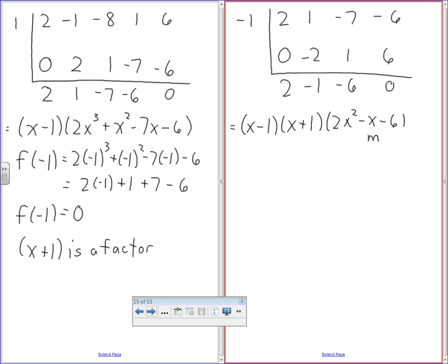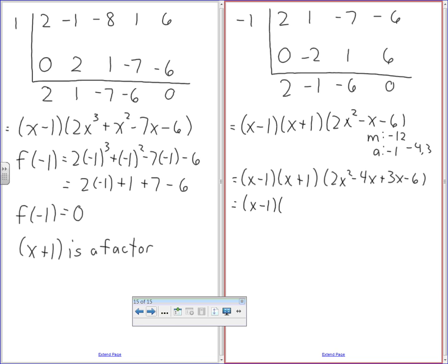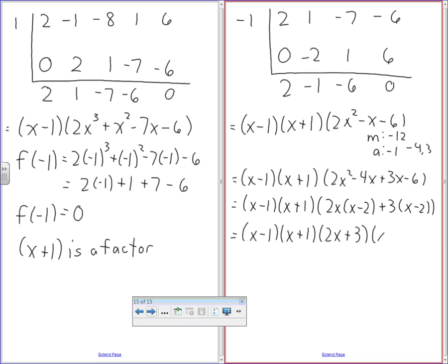Multiply to -12, add to -1, which is -4 and 3. So it's going to be x minus 1, x plus 1, 2x squared minus 4x plus 3x minus 6. X minus 1, x plus 1, 2x, x minus 2 plus 3x minus 2, which is x minus 1, x plus 1, 2x plus 3 and x minus 2. Okay, so that's all factored.